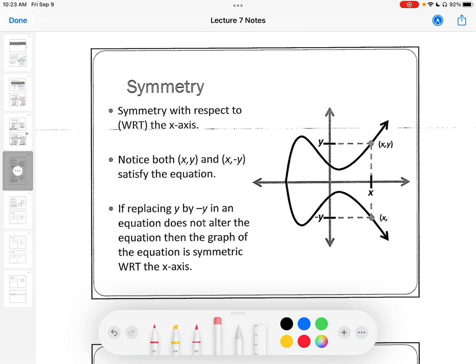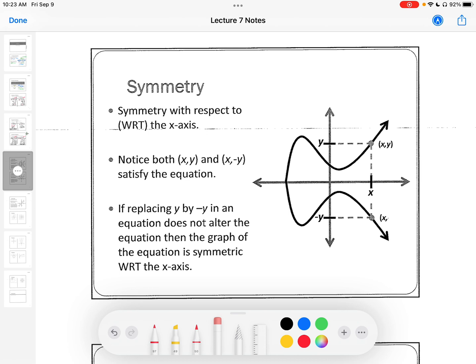Okay, for the second part of our Lecture 7 notes, we are going to talk about symmetry, and that will be symmetry with respect to the x-axis, y-axis, and the origin. Okay, so first one here, we have a cool-looking function that is symmetric with respect to the x-axis.